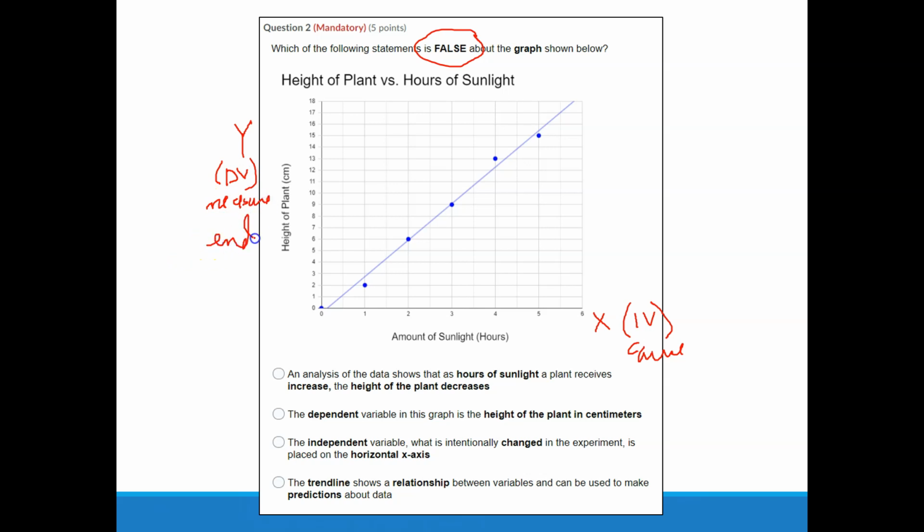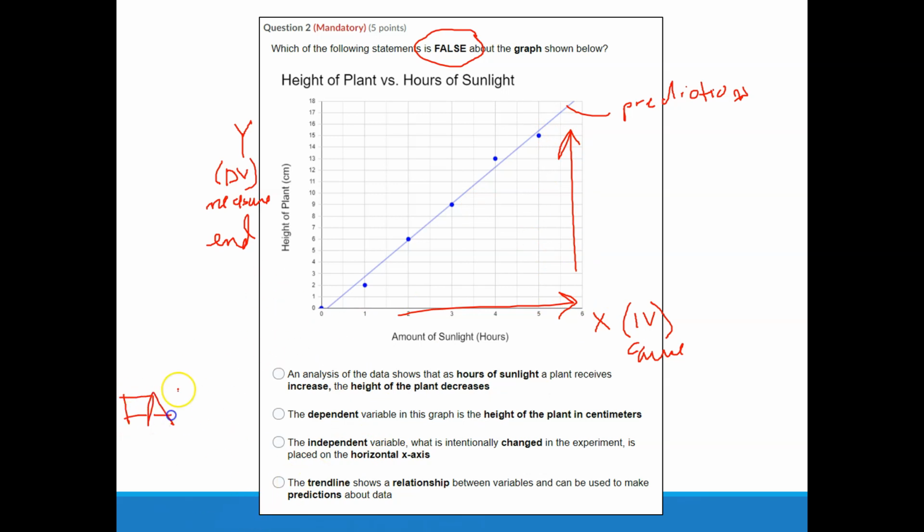It's the effect, okay? And then taking a look here, again, remember the purpose of a trend line is to make predictions. And one of the things that we can see here is that we can predict that the more sunlight you get, right? So as we get more sunlight to the right, we can see that the height of the plant is actually increasing. So additional hours of sunlight means an increase in the height of the plant. So take a look at these statements and figure out which one is false.